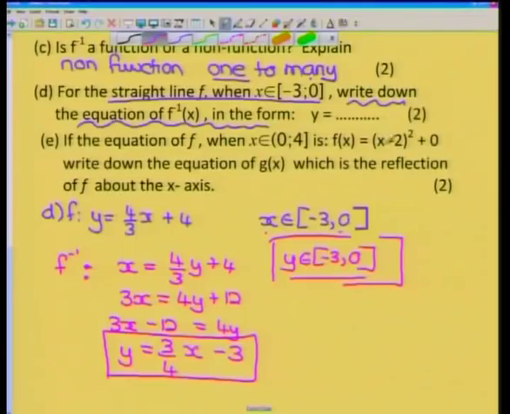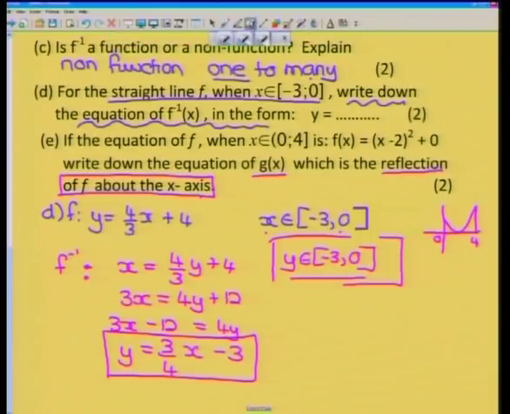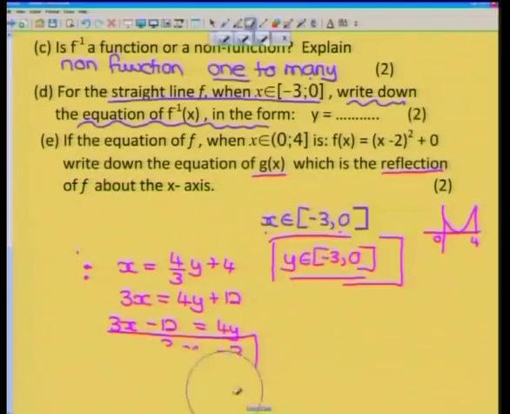So let's read it. It says if the equation of f when x is between 0 and 4 is given by that. Notice that. Is it feasible, what they're saying? I think it is, because you can see that that would clearly not have shifted off the axis and it would be looking sort of like that. So we want it between 0 and 4. There's our 4, there's our 0. And they want you to write down the equation of g of x, which is the reflection of f about the x-axis. So we're not talking about inverses now, but rather about reflections about the x-axis.